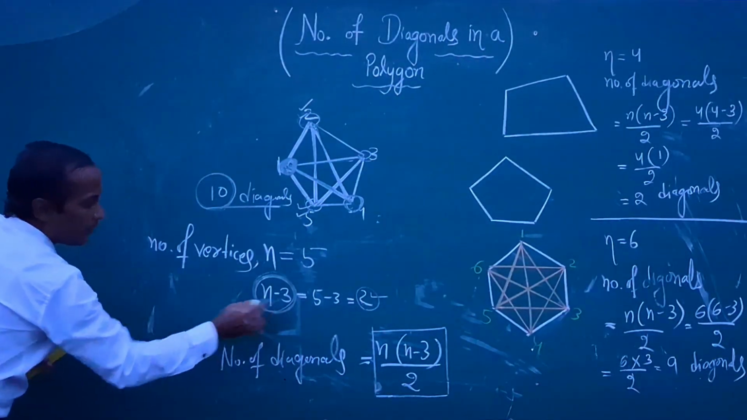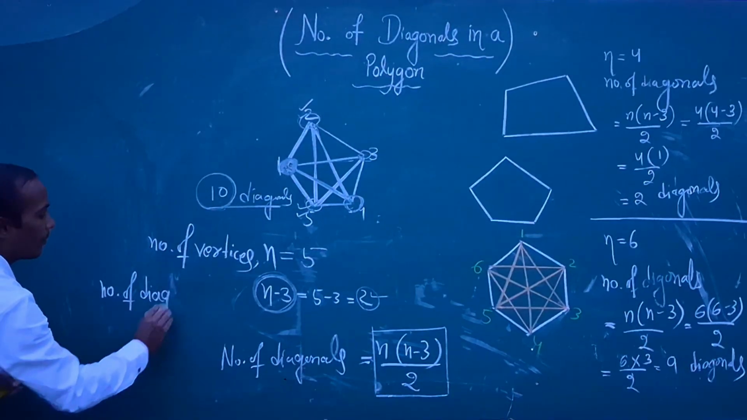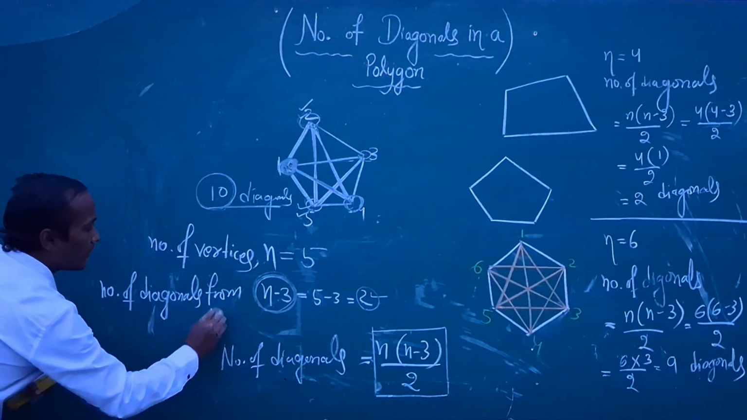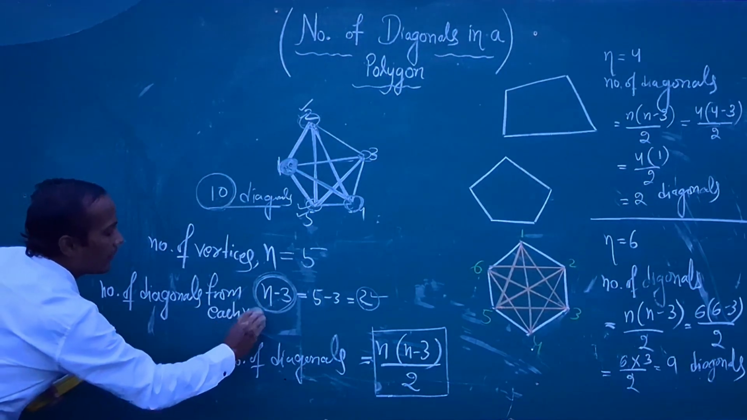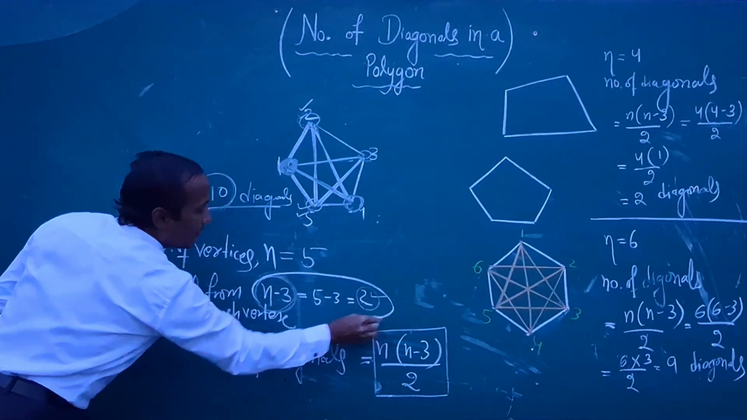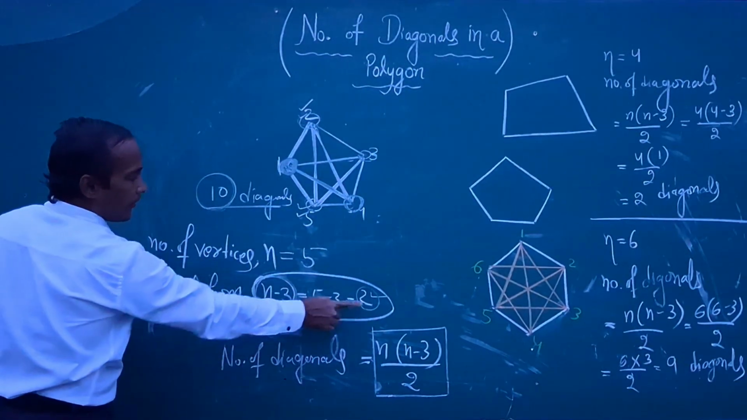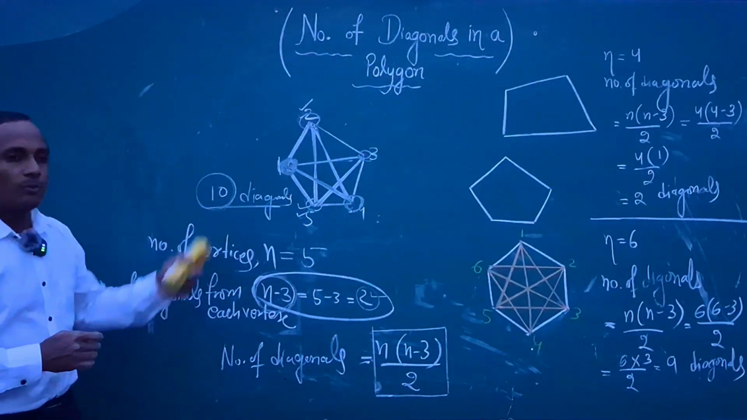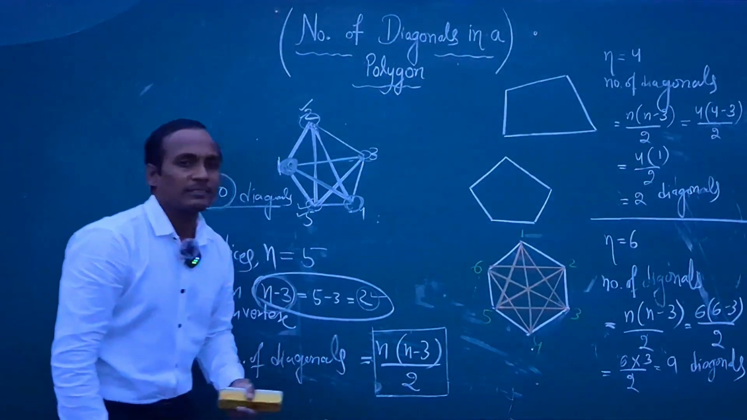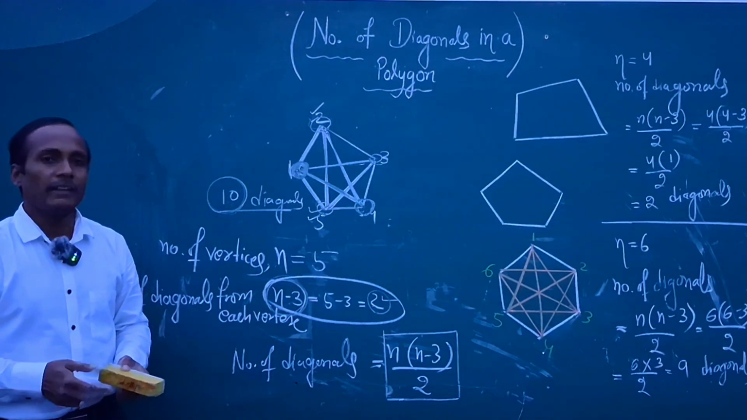Here n minus 3 was giving you what? Number of diagonals from each vertex. This is given by n minus 3. In case of pentagon, n minus 3 was 2. So from each vertex you can draw 2 diagonals. In case of hexagon, from each vertex you were able to draw 3 diagonals. Am I right? So you can now find out number of diagonals for any polygon.